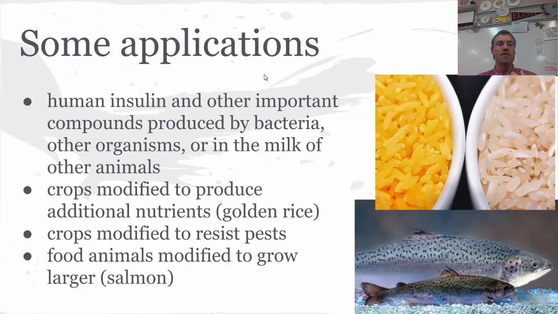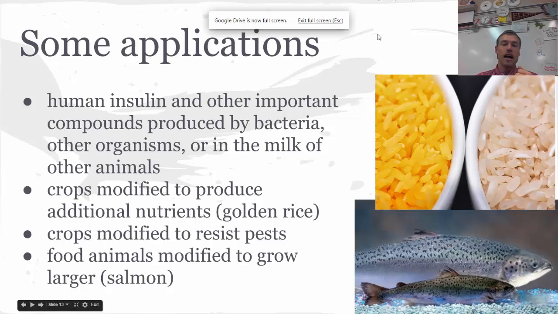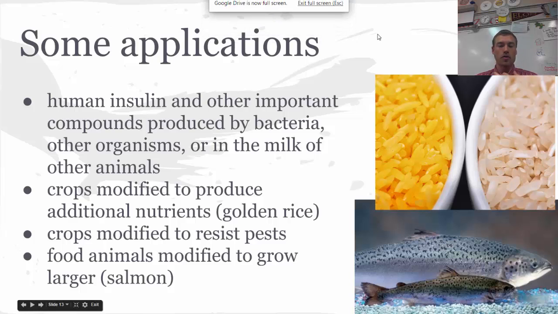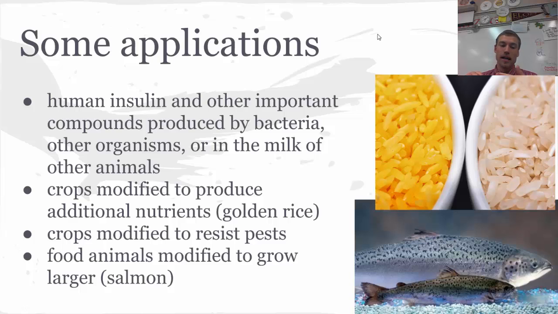We can have crops that are modified to produce additional nutrients. In the picture here, you can see golden rice and white rice. Golden rice has extra nutrients in it, so those people that might be a little poorer grow that golden rice, and they're able to get all the nutrients that they need. They're not going to be malnourished. We can also have crops that are modified to resist pests. There is a protein that, when added to particular plants, will help destroy caterpillars that eat the plants. It'll help kill them, keeping the plants safe without having to use a whole bunch of pesticides.